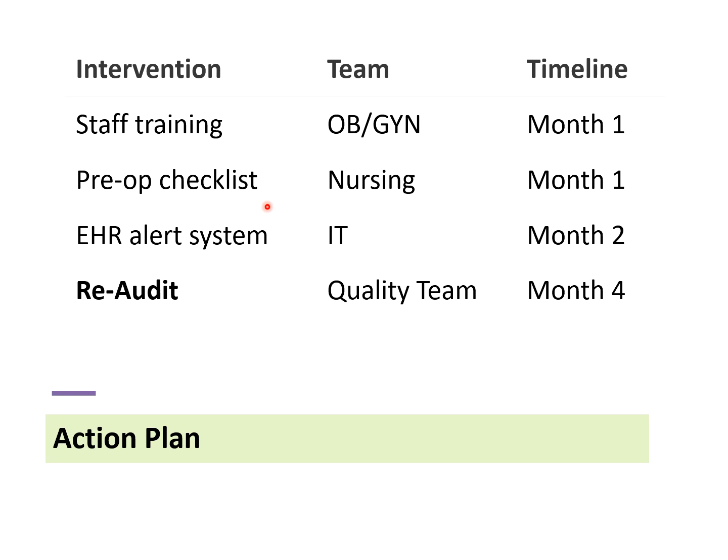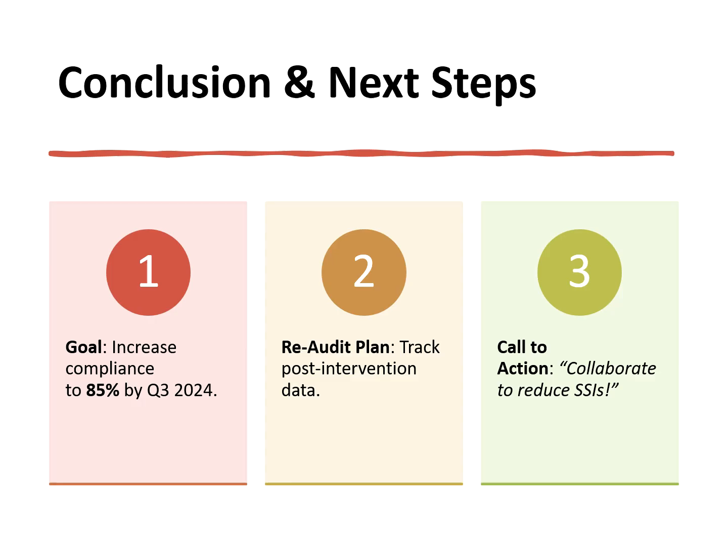The pre-op checklist will be introduced by the nursing team and filled in by the nursing team in the first month. The EHR alert system will be introduced by the IT team in the second month. Then a re-audit will be conducted after 4 months. The quality team will be conducting the re-audit. So the intervention team and timelines can be shown in the action plan.